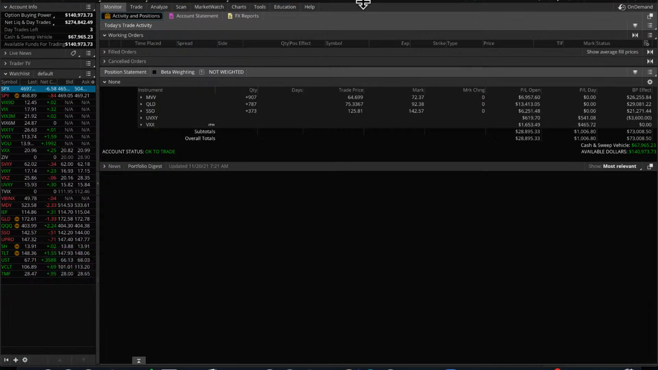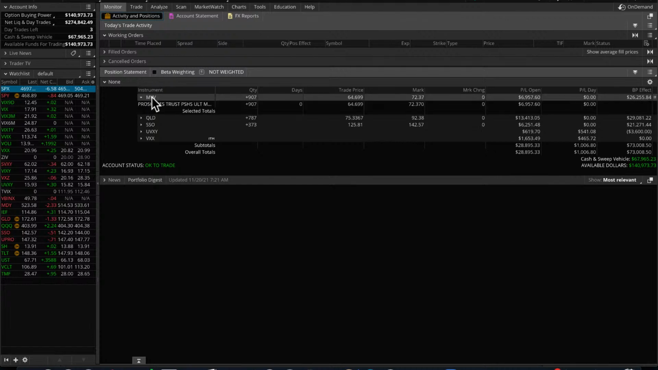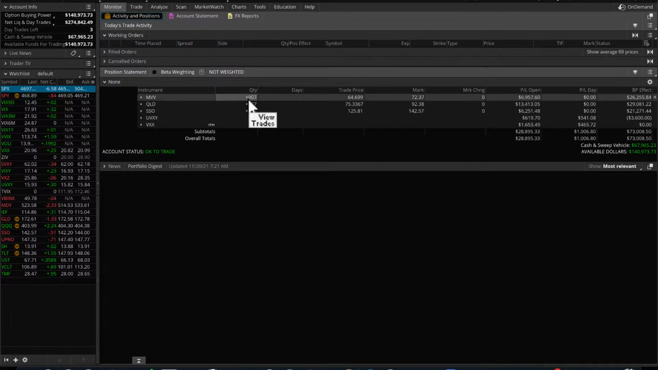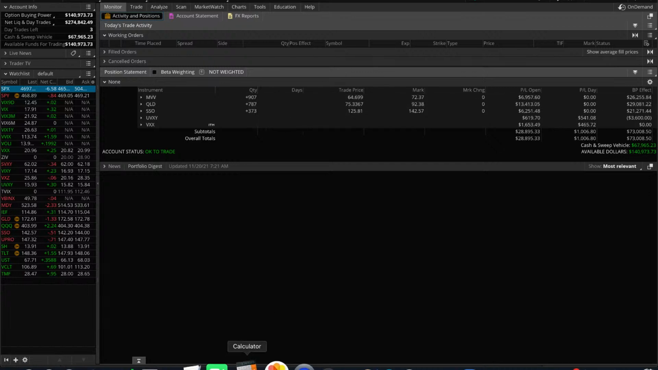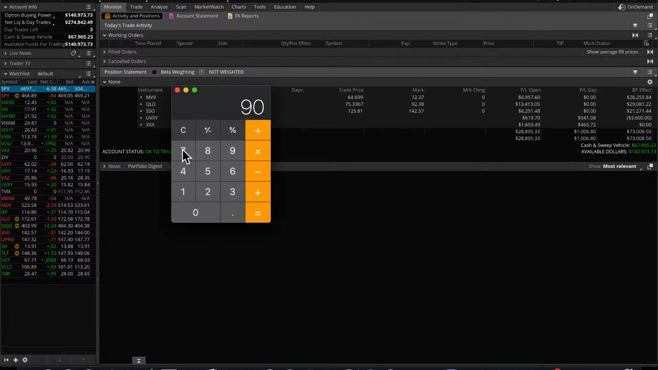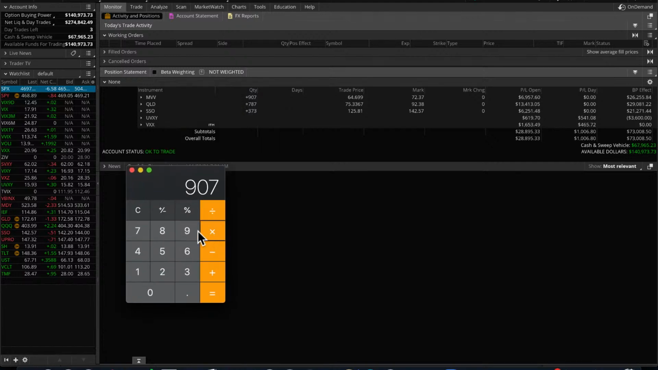Now, there are ETFs that have a large margin requirement, for example SVXY, but that's because of a regulatory reason. That's different. But you can see that this MVV position, for example, let's get the exact numbers here. 907 times, I got in for 64,699. This is a $58,600 position, but the buying power effect is 26,000.